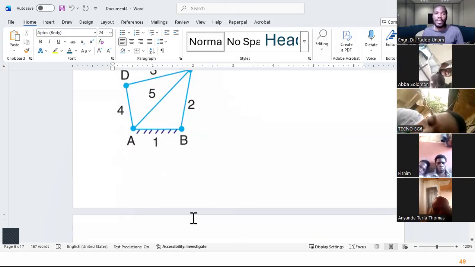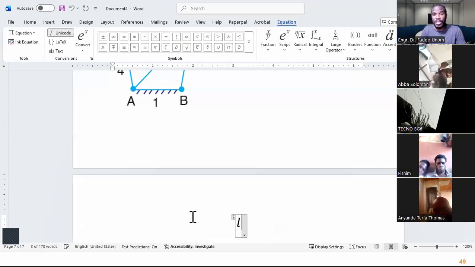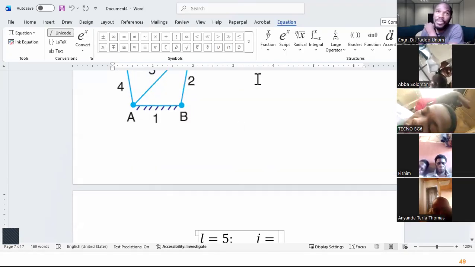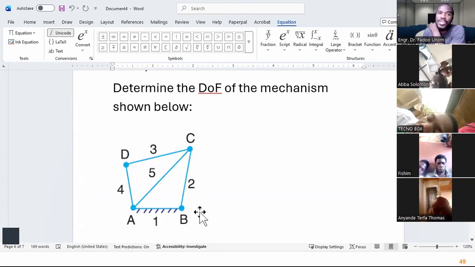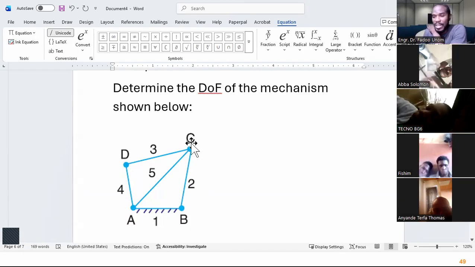So I can say that, or I say joints, links, I beg your pardon. There are 5 links. How about binary joints? Let's check. How many binary joints are here? B and D are pure binary joints. They have only 2 links, right? A and C are ternary joints. They have 3 links connected to them.